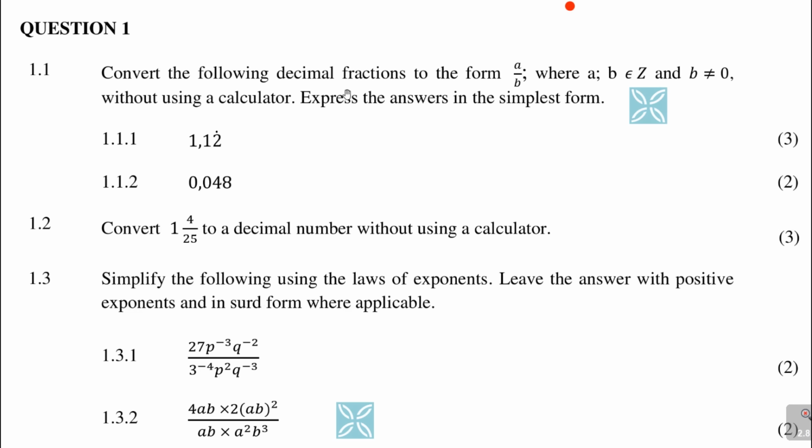First one says convert the following decimal in the form a over b, where a, b is an element of z real numbers, but b must not be equal to 0. But it says what? Without a calculator. Express the answers in simplest form. So they give you the first one, 1.1 with 2 recurring, in 3 marks. So you need to play around this kind of question. They always bring it as usually the first question.